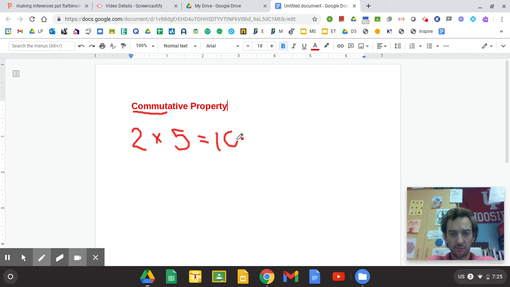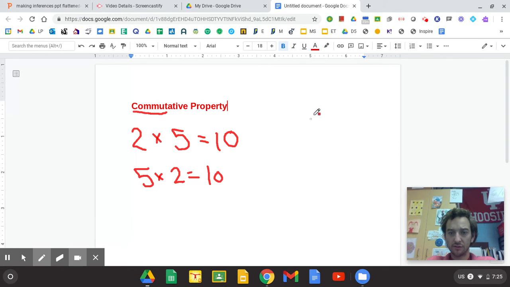So I have this 2 times 5. What this commutative property means is this 2 and the 5 can move places and the answer doesn't change. Okay, 5 times 2 is the same thing, same answer as 2 times 5.